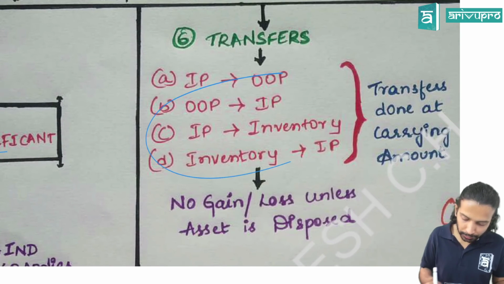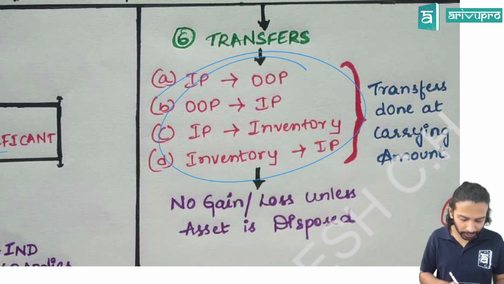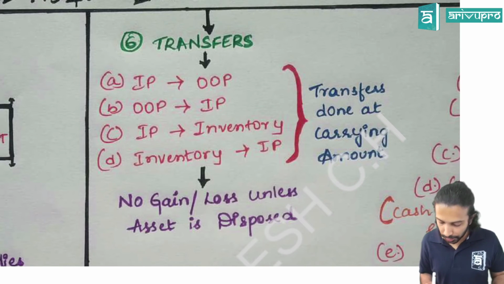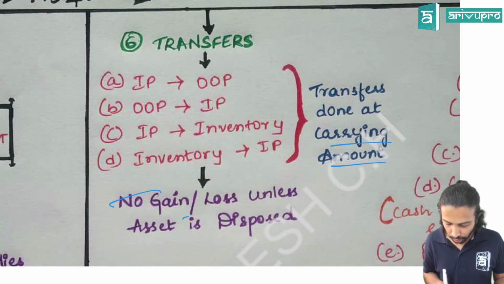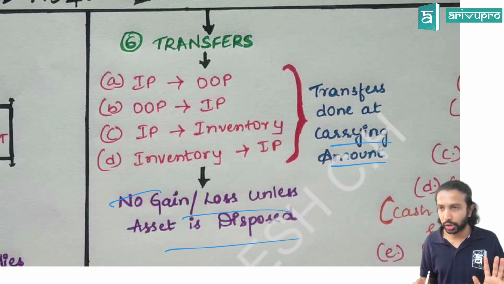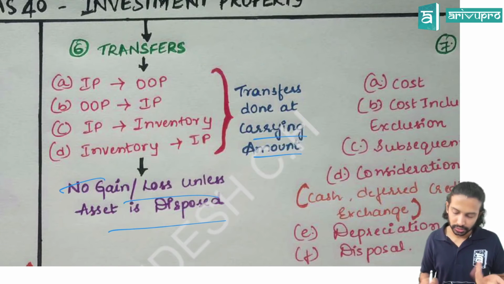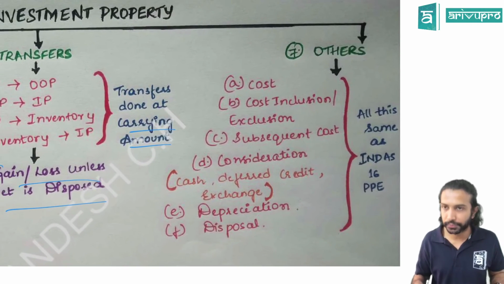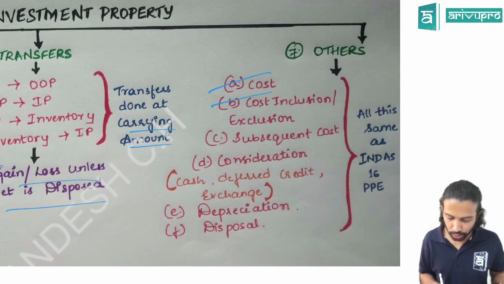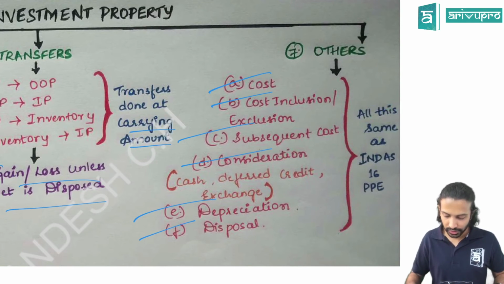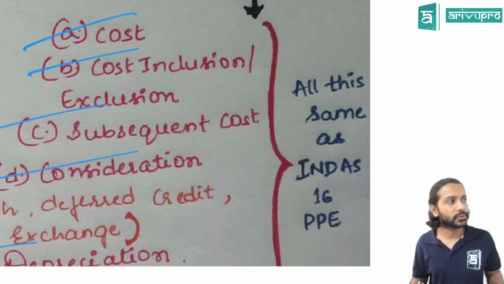Transfer. If you are transferring from IP to OOP or anywhere, any of this, transfer will always be made at carrying amount, not the cost. Yes or no? Basically, gain or loss should not be booked unless it is disposed. Fine? Okay. Are you able to see all the keywords coming in the charts? Yeah. That's all. Use the charts for your last day. Others like cost inclusion, subsequent cost, consideration, depreciation, disposal. All this is same as what? IND AS 16 PPE. Fine?